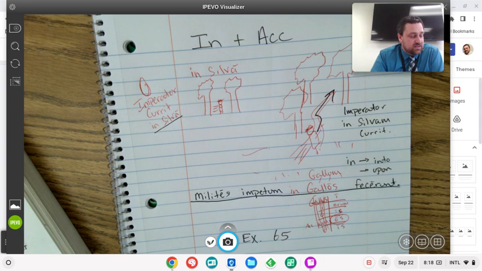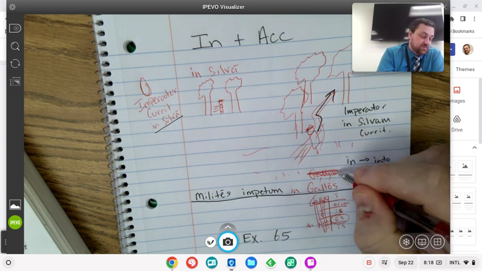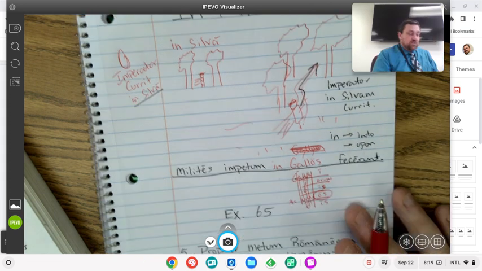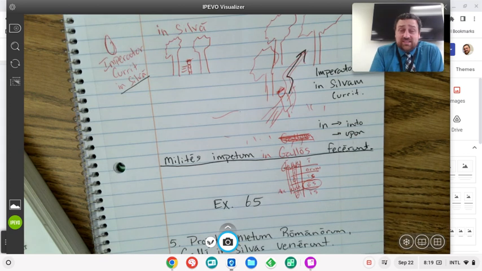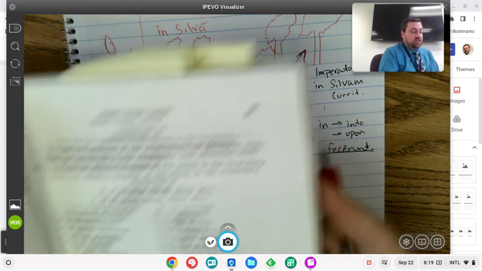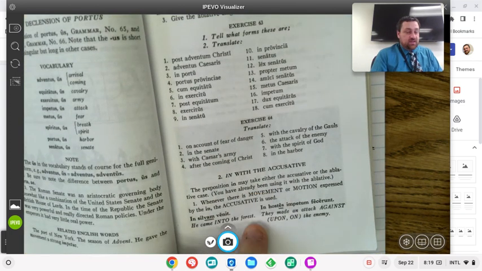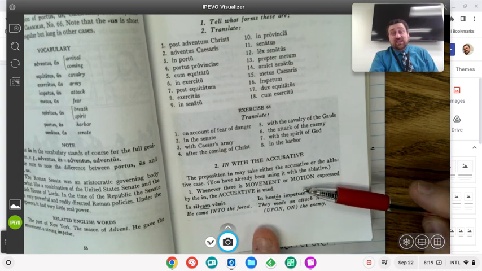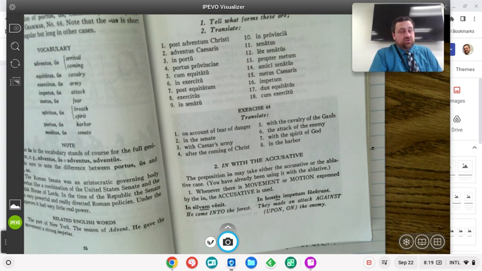So milites impetum in Gallum fecerunt would be "the soldiers made an attack on the one Gaul," but multiple soldiers probably because of there being multiple Gauls. And so those are the two ways you're going to see in used with the accusative in this book. Okay, and now we're going to take a look at our page on in with the accusative here and see what examples they give. Then we're going to do two sentences from exercise 65.